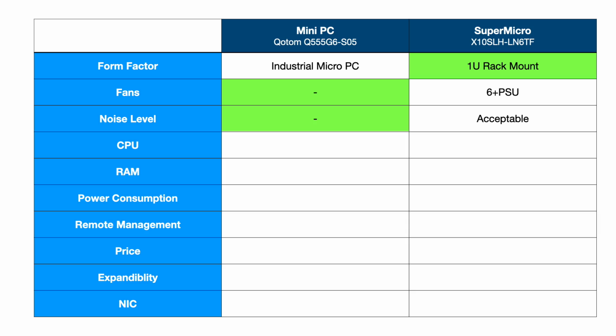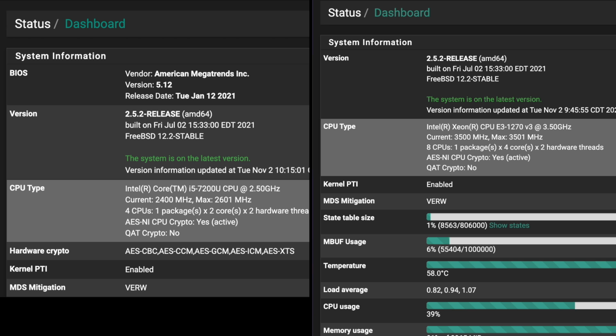Let's check the comparison results so far. For the first one, the form factor, I personally like SuperMicro 1U unit. For fans and noises, the mini PC wins. The SuperMicro has so many fans and a little bit noisy. Next, let's talk about the CPU. Now let's compare the CPU.